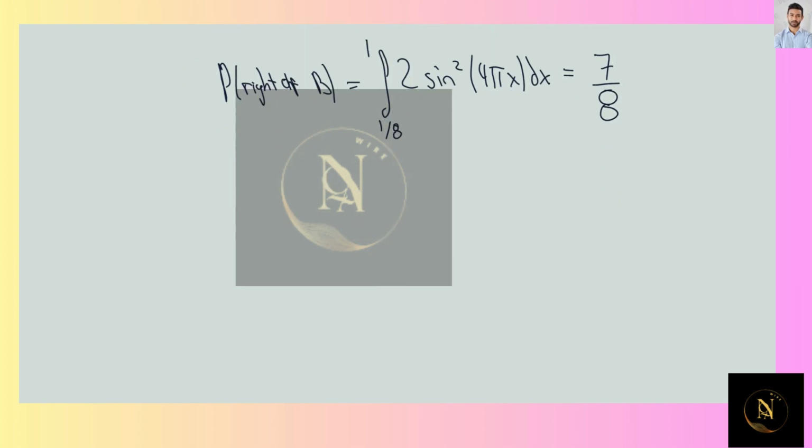To verify that your result is correct, you can do the integration of 2 sine squared of 4 pi x, and the indefinite integral should give you x minus sine of 8 pi x over 8 pi, plus a constant, of course. But since you're going to do the definite integral, you don't need the constant.